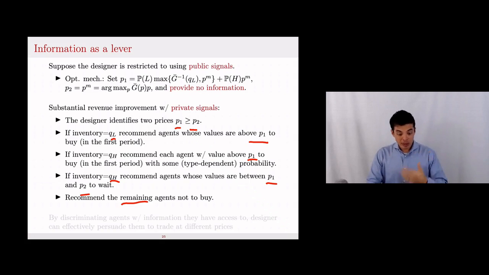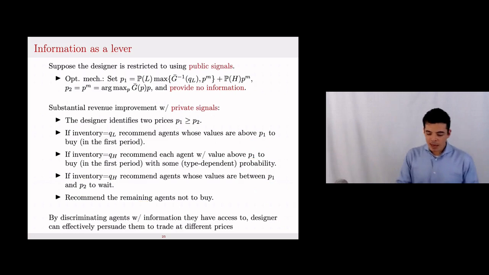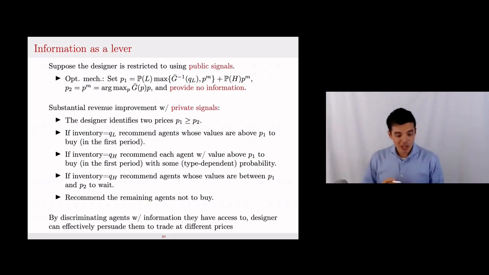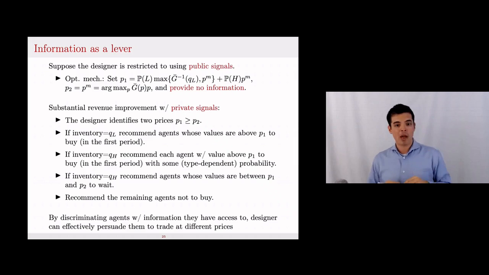Still, thanks to the design of this mechanism, thanks to the design of these private signals, the seller can substantially improve her payoff. And really, qualitatively speaking, by discriminating agents with the information that they have access to, the designer can persuade some agents, the high-value agents, to trade at higher prices. And this is what allows the designer to improve her payoff.